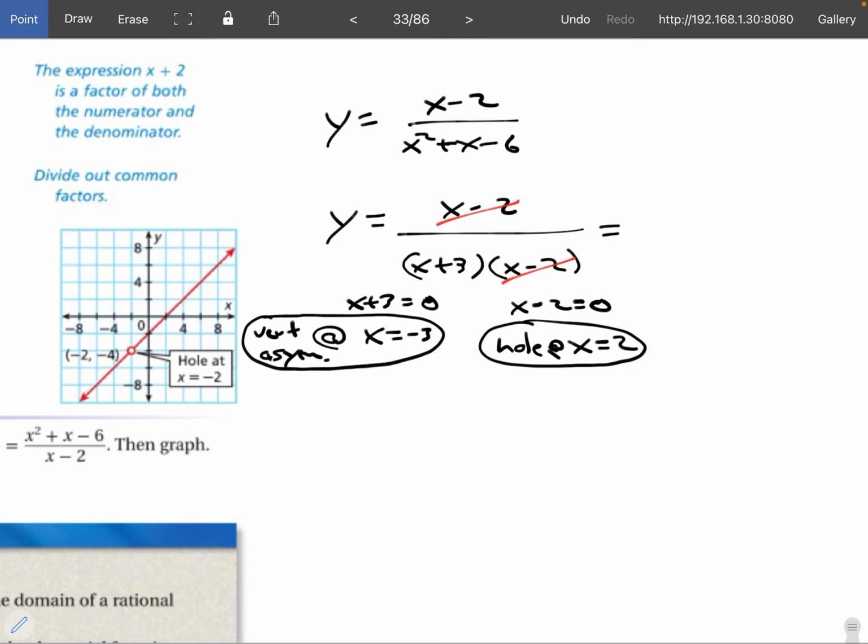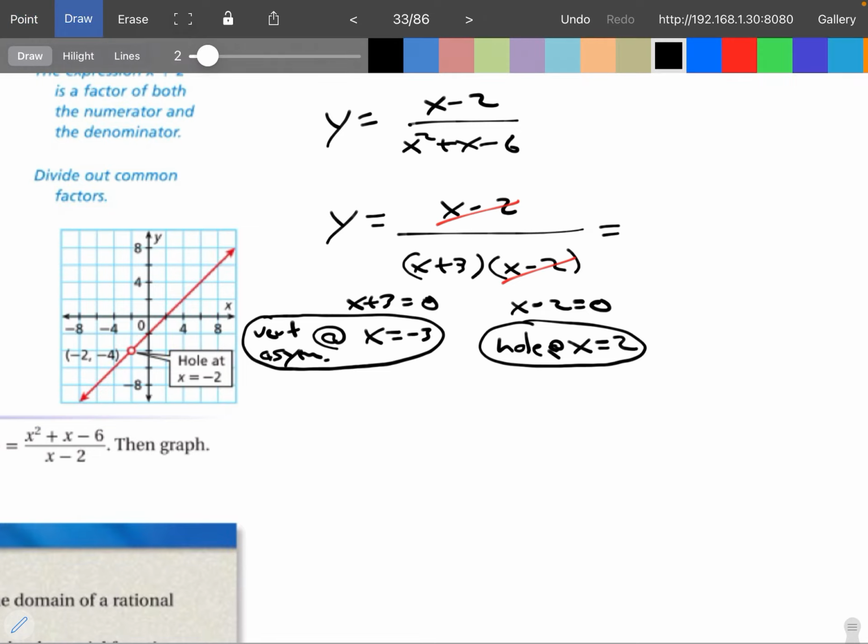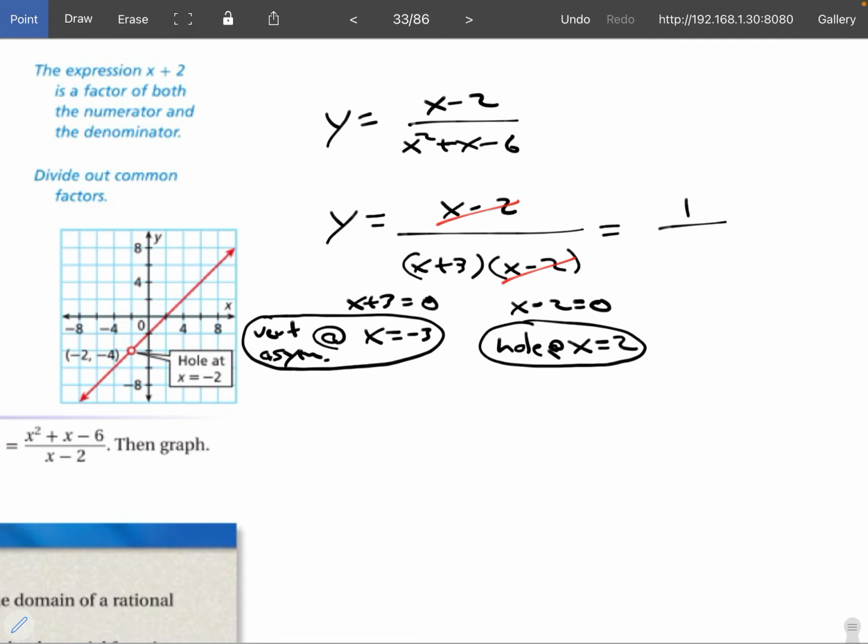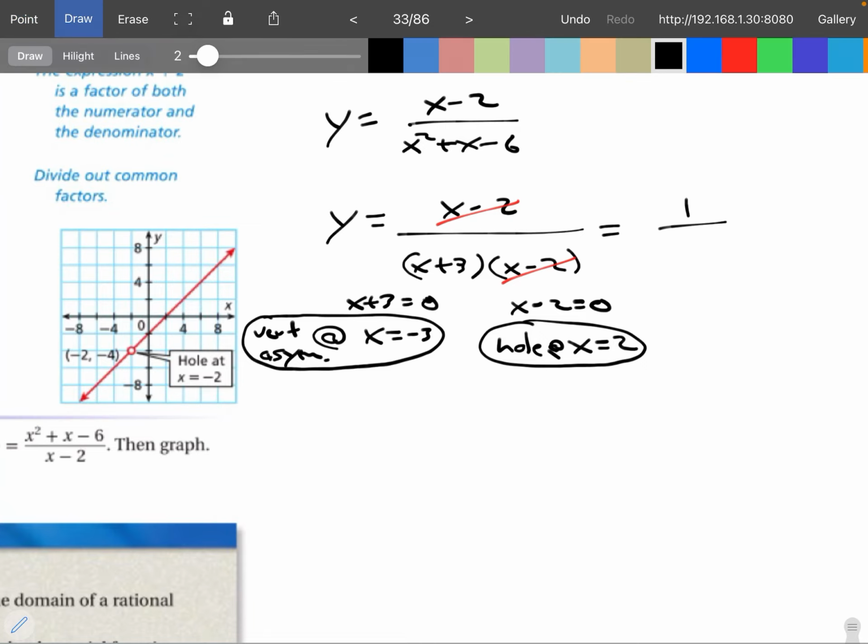All right? And now look at what this function simplifies to. If everything canceled on the top up here, that leaves you with a 1, right? X minus 2 over x minus 2, that's a 1. So the numerator is a 1, and the denominator is just this factor right here, x plus 3, because the x minus 2 factor canceled out. So we got 1 over x plus 3.